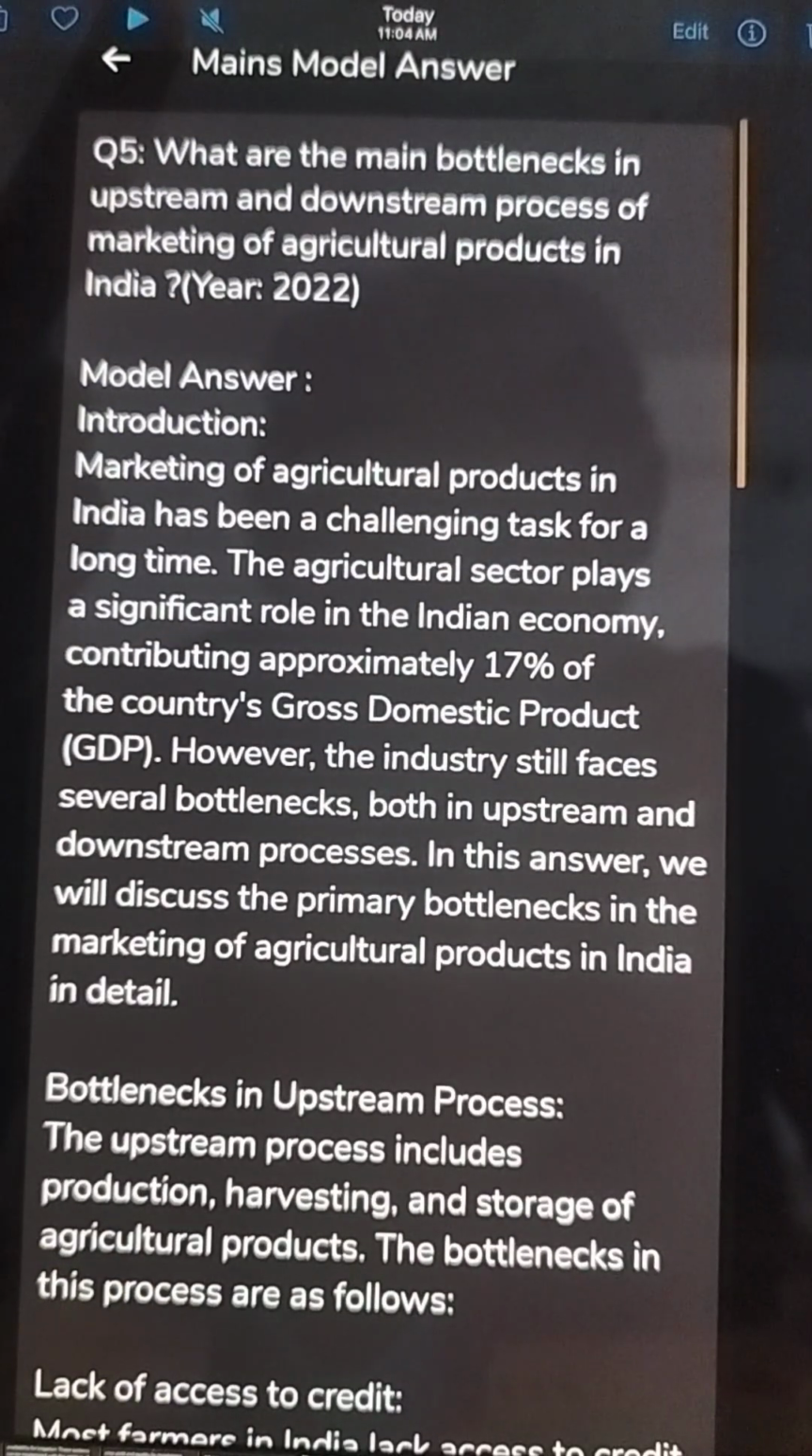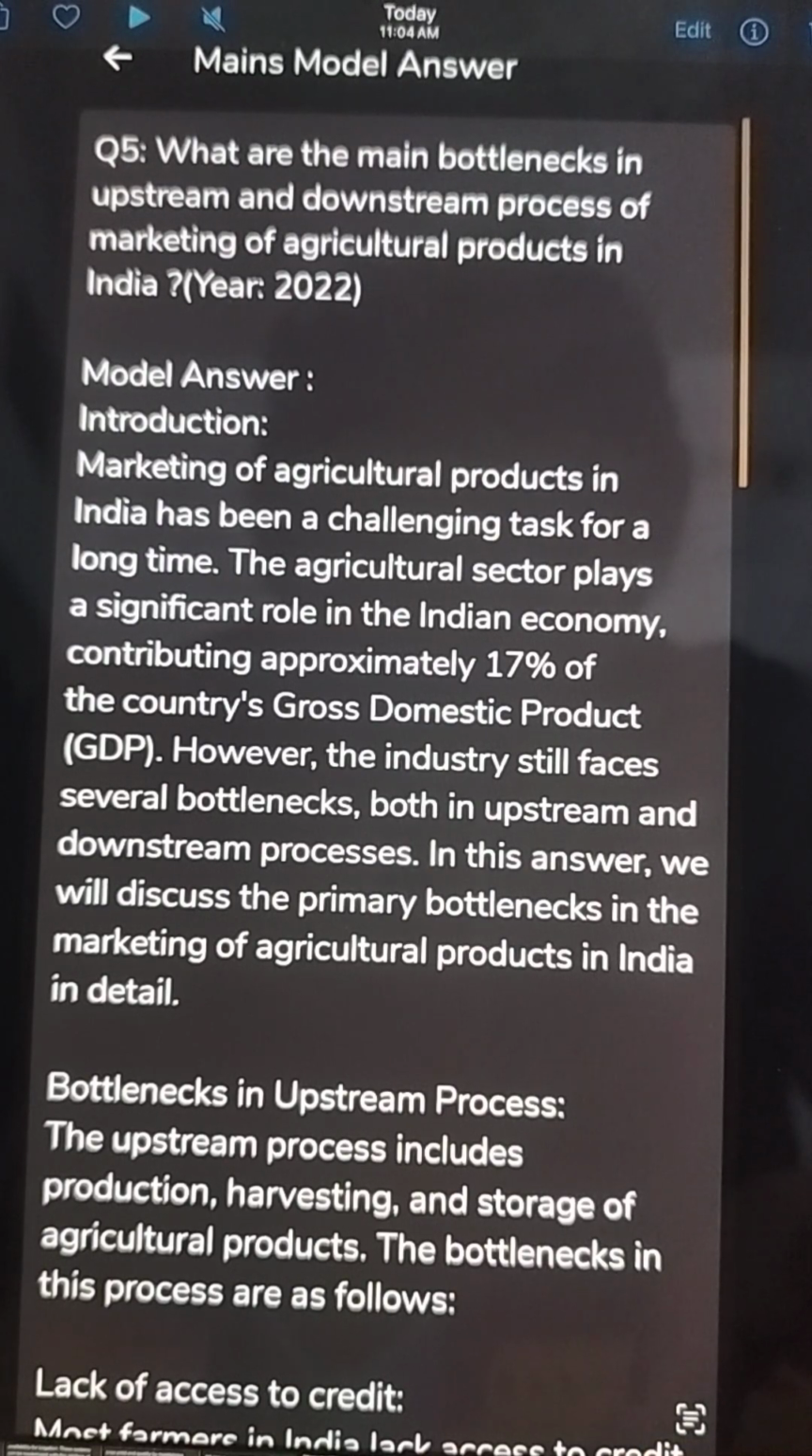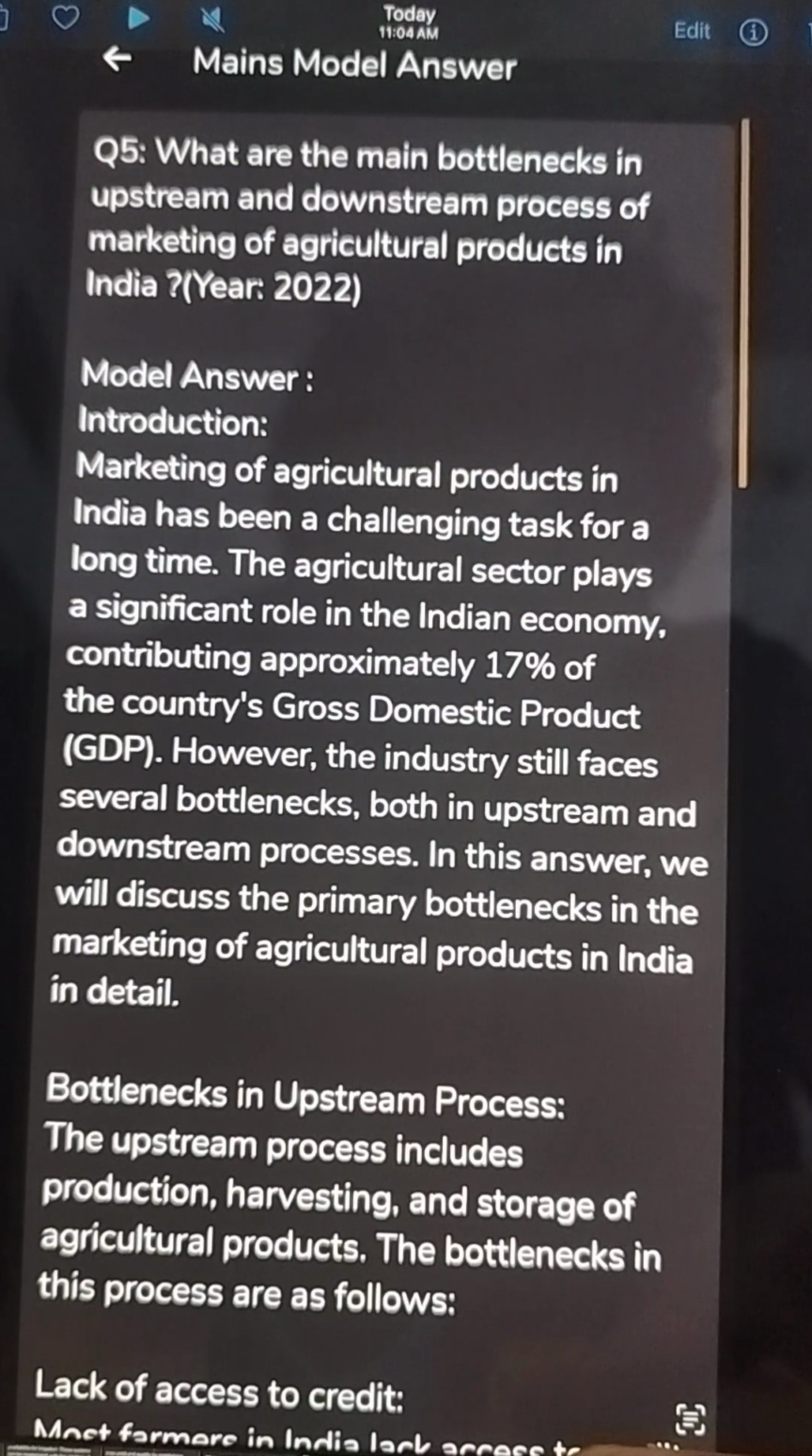Then comes, what are the main bottlenecks in the upstream and downstream process of the marketing of agriculture products in India? Marketing of agriculture products in India has been a challenging task for a long time. The agriculture sector plays a significant role in the Indian economy, contributing approximately 17% of the country's GDP. However, the industry still faces several bottlenecks, both in upstream and downstream processes. In this answer, we will discuss the primary bottlenecks in the marketing of agriculture products in India in detail.